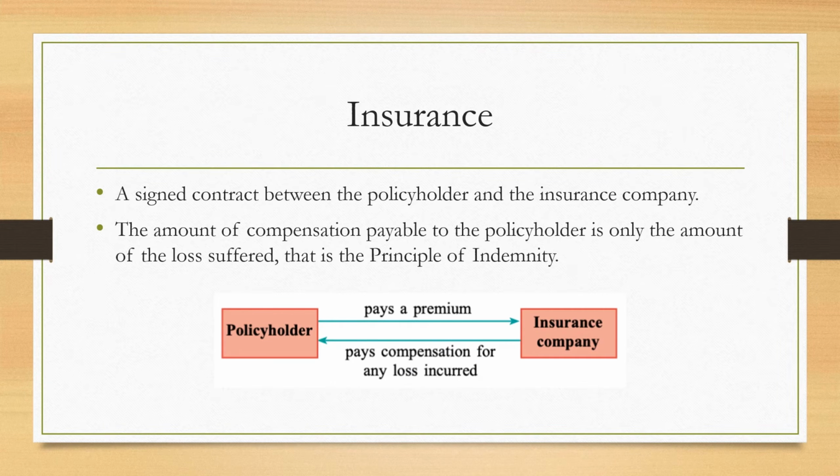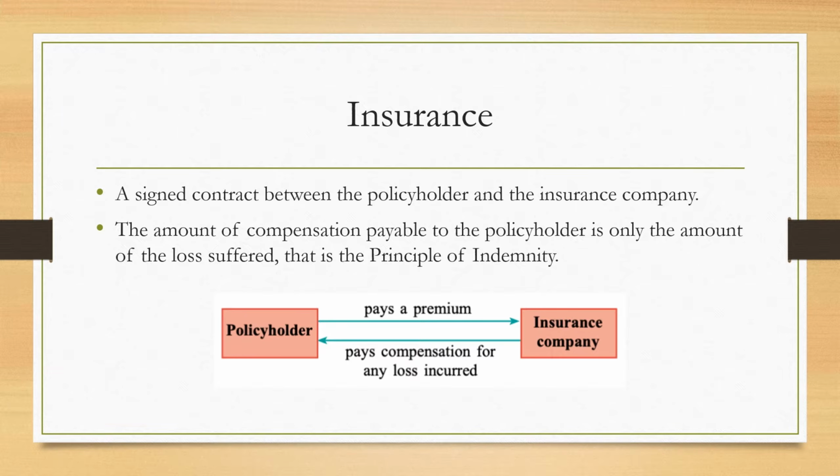Now, insurance. Insurance is a signed contract between the policyholder and the insurance company. The amount of compensation payable to the policyholder is only the amount of the loss suffered, also known as the principle of indemnity. What this means is that, for instance, let's say our compensation payable is 300, the insurance company itself cannot pay anything beyond 300. It only can pay anything less or equal to 300 but not anything beyond it. So that is the principle of indemnity right there.